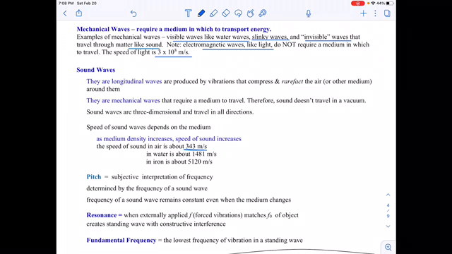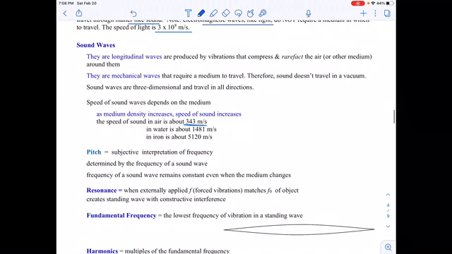I'd like to make sure we clarify some properties of sound waves. They are longitudinal. Remember, that means that they're compression waves. They are mechanical. They require a medium in which to travel. Sound does not travel in a vacuum. It does not travel in outer space.